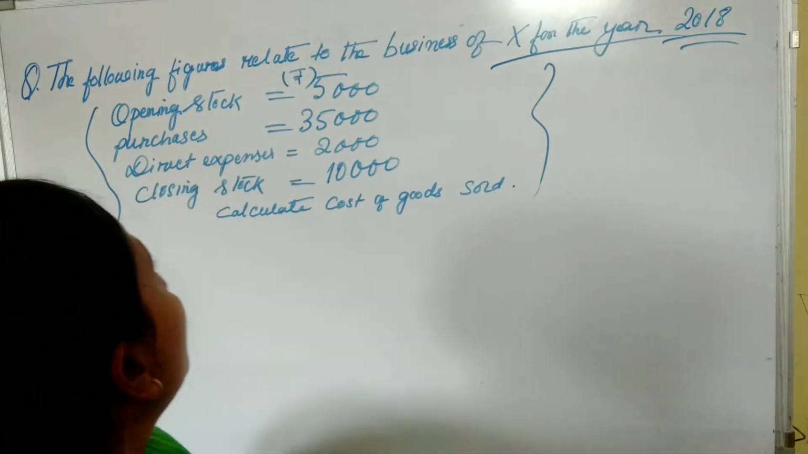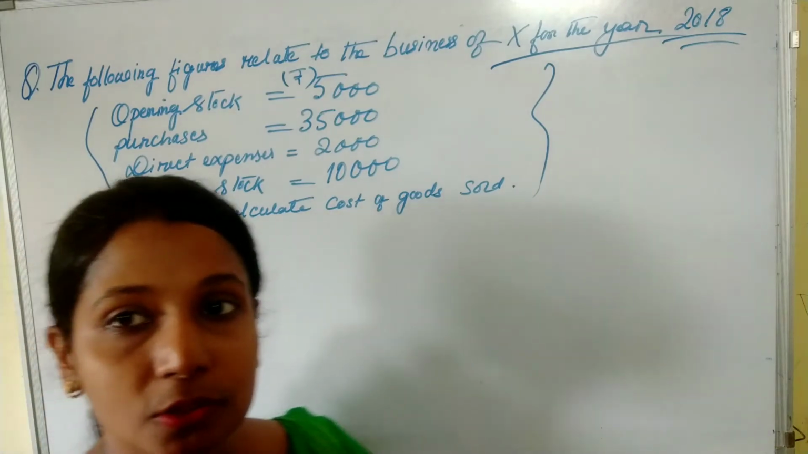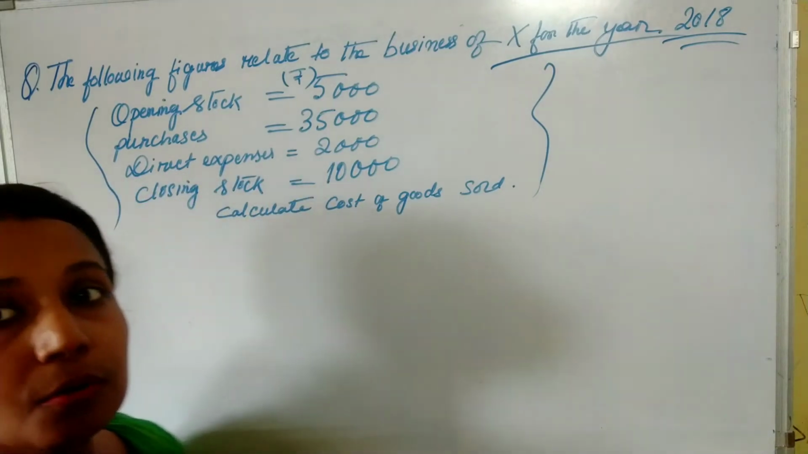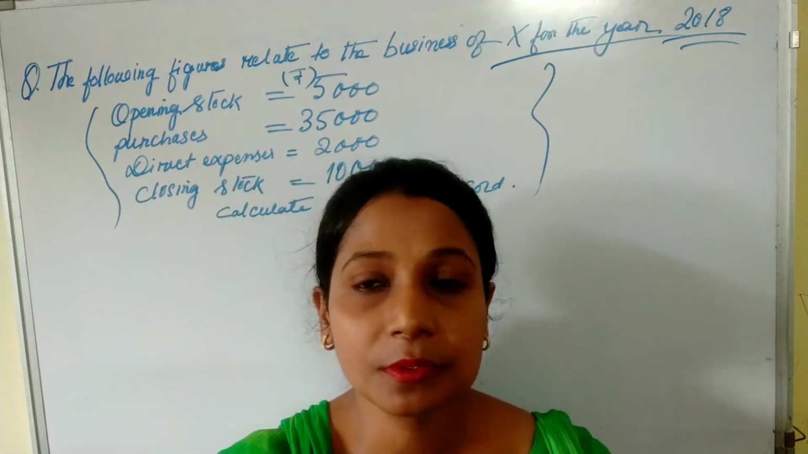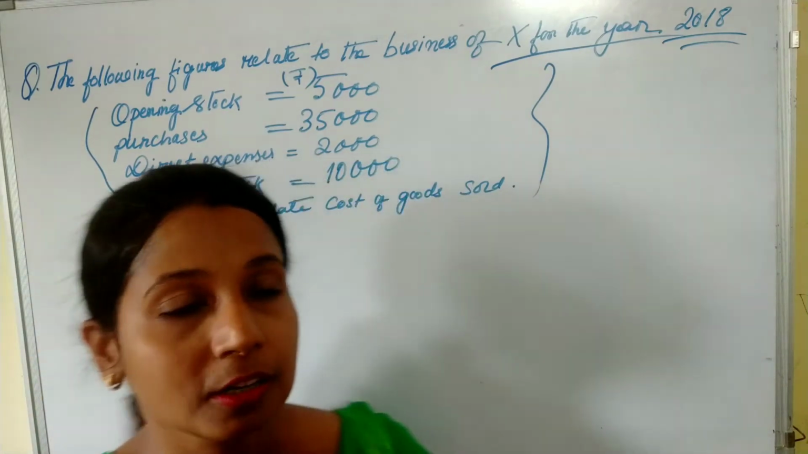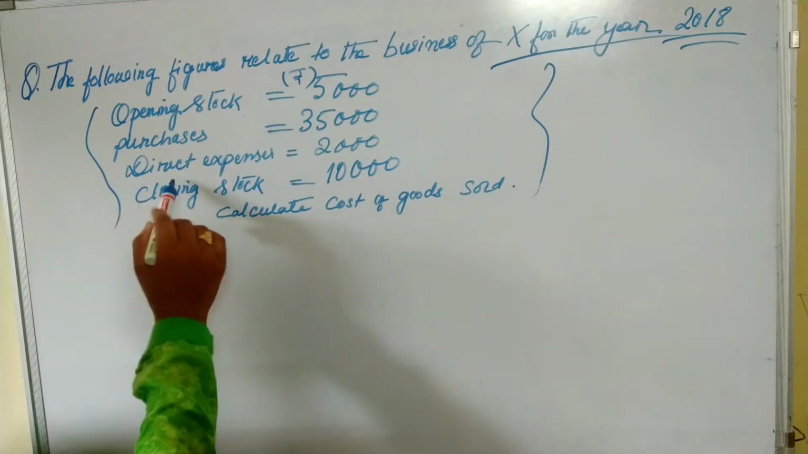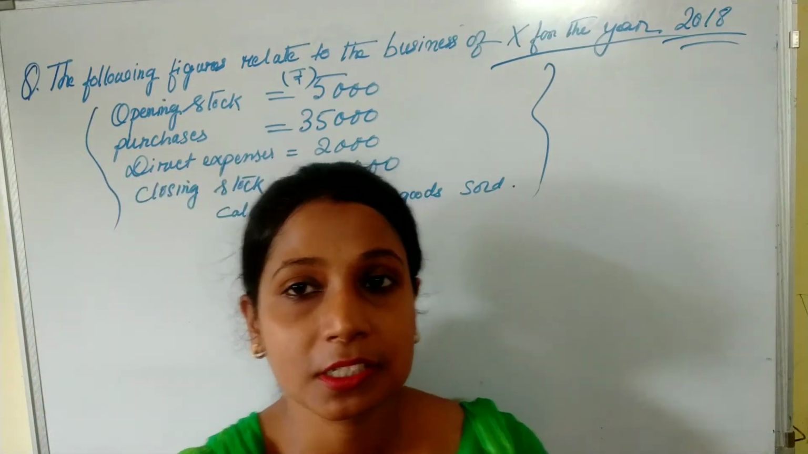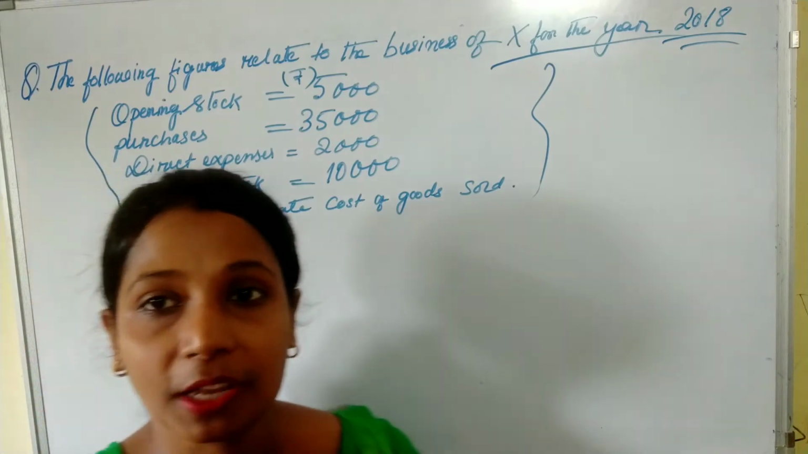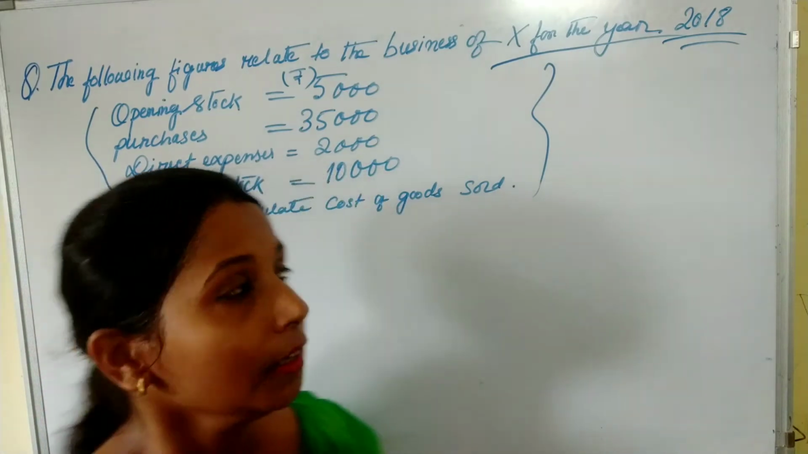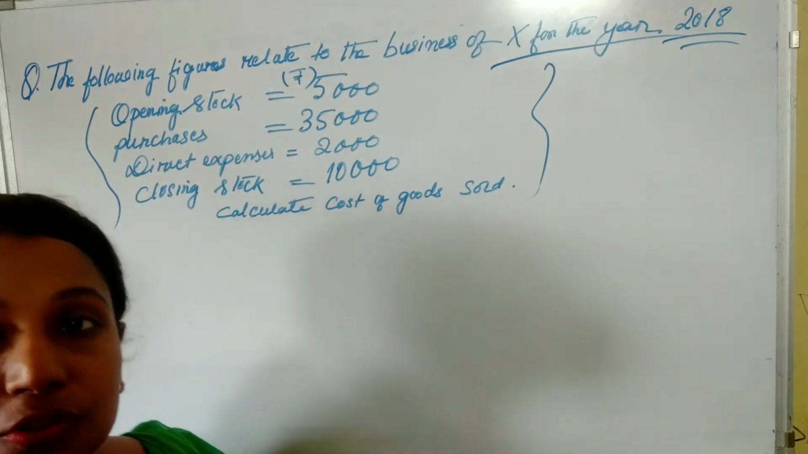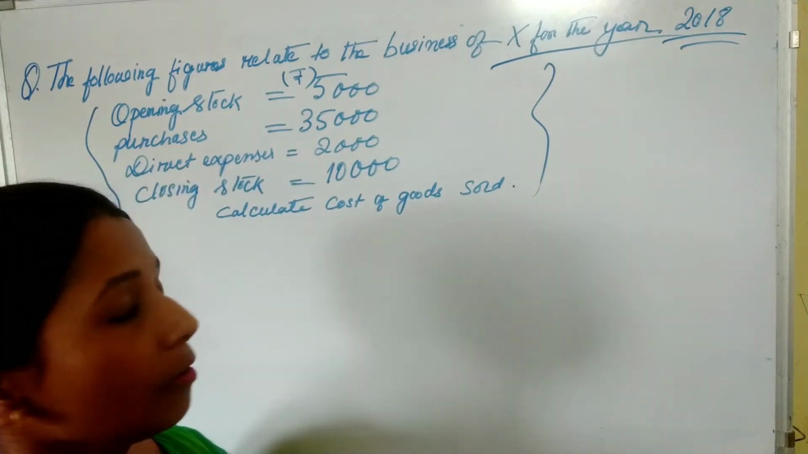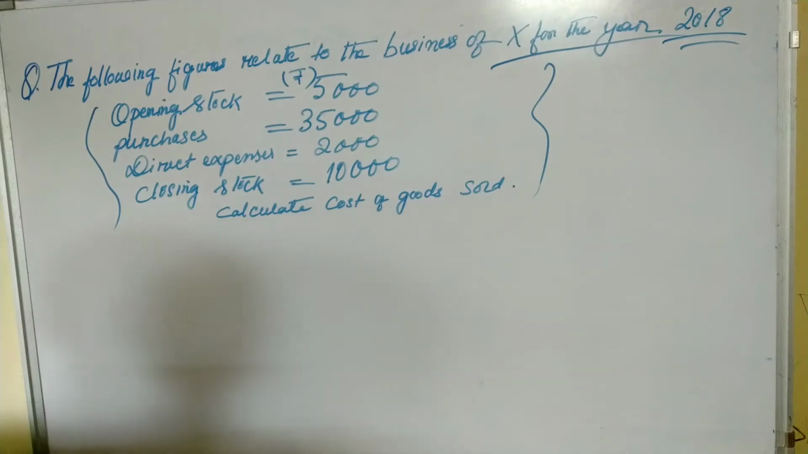Well, you know opening stock and purchases, and then direct expenses. Now what are direct expenses? Direct expenses are those expenses which are required in production. In previous questions I gave examples such as carriage, carriage inward, octroi. All these are direct expenses, because these expenses are required in production.